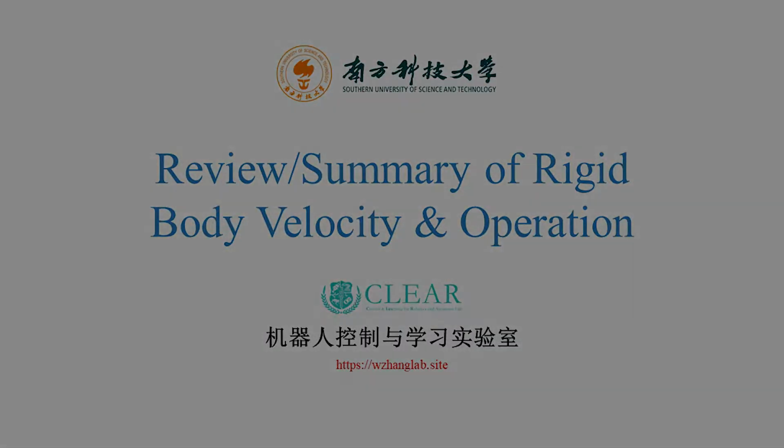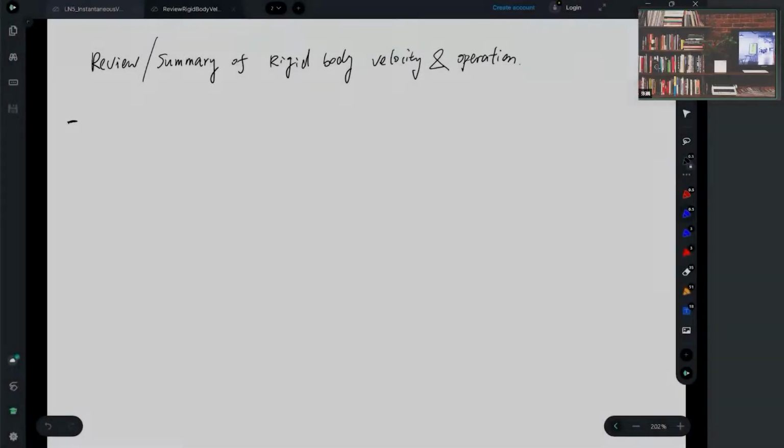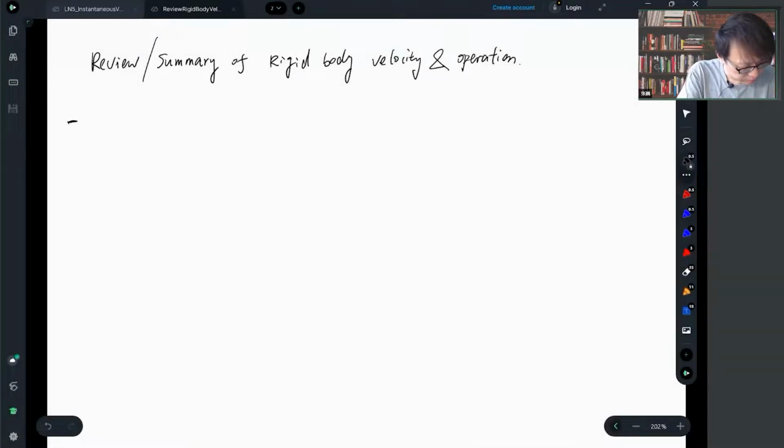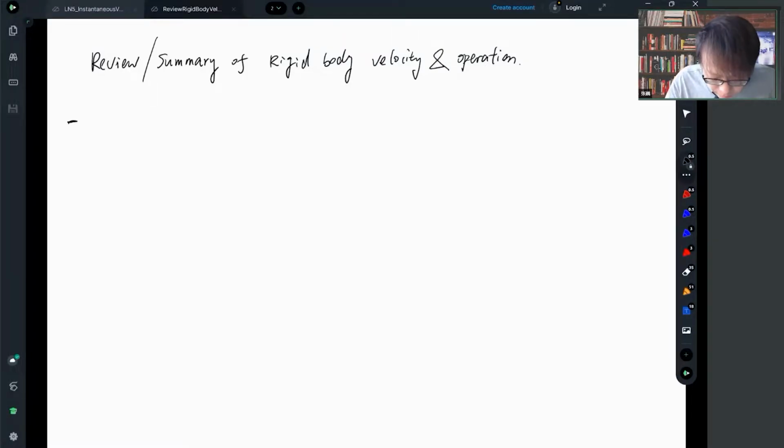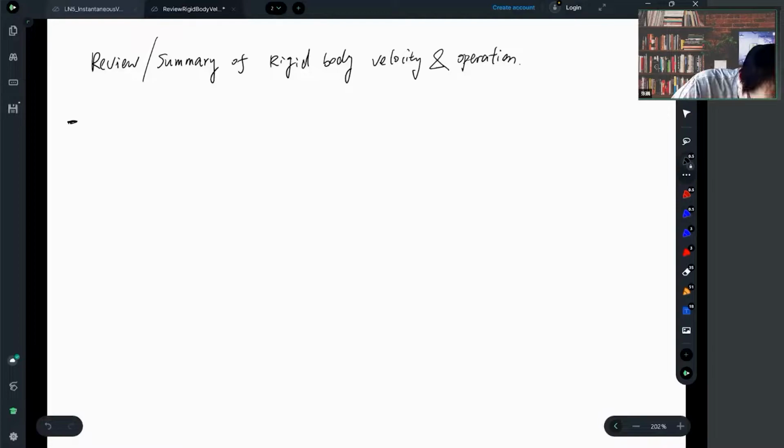Let's start with a summary about the key results we obtained so far for rigid body velocity and operation. Let's review again. The only thing that we introduced this semester so far is the spatial velocity and the twist. Let me summarize all the key results you need to know.